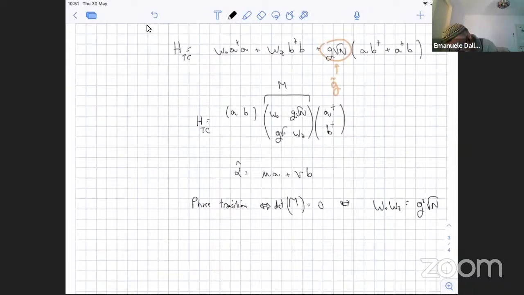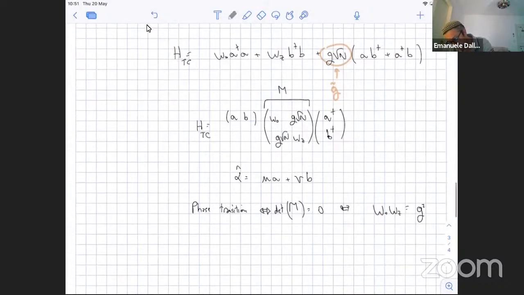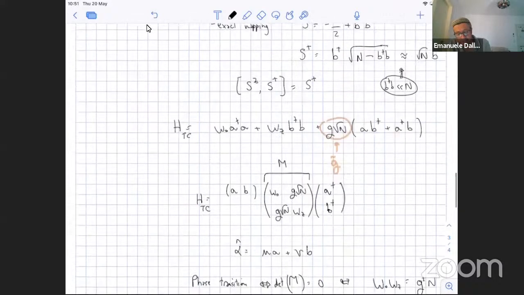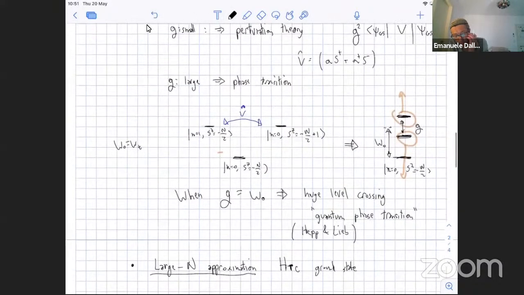Sorry, there is also a square root of n here. Okay, so G squared over n, G squared times n. In other words, G squared equals omega 0 omega z divided by n. And this is the correct one. So with respect to the qualitative description that I gave you before, there is a square root of n difference.